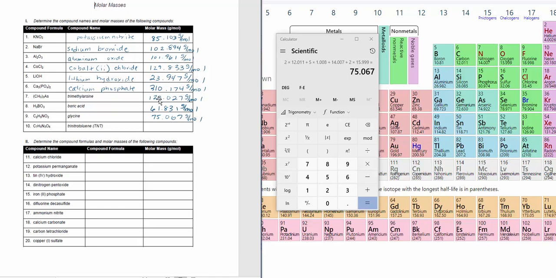Now, try nitrotoluene. This is thrown in here because TNT is a fun molecule for general chemistry students to realize that it is still a molecule, and we can calculate its molar mass.